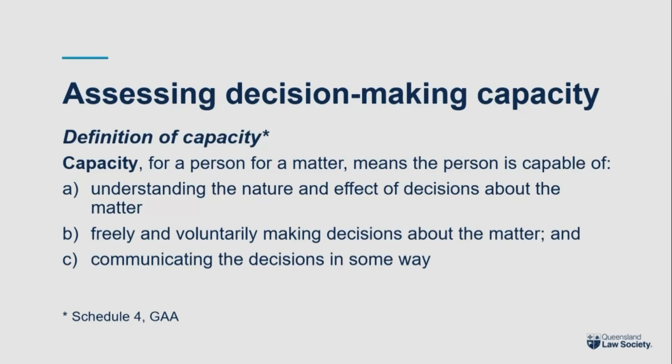They need to know the options that are available to them, and they're making this choice freely and voluntarily. So it's their decision, in effect. They can be supported to make the decision, but it still has to be clear that it's their decision. They can communicate the decision in some way. It doesn't have to be verbally, it doesn't have to be in writing. It can be within their usual method of communication.